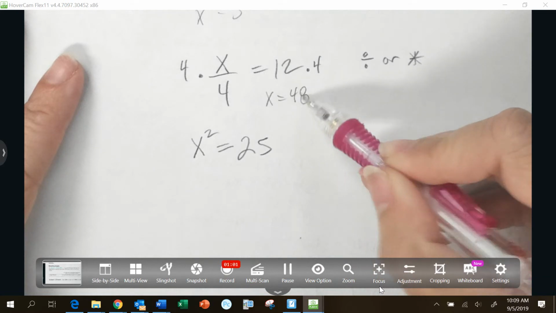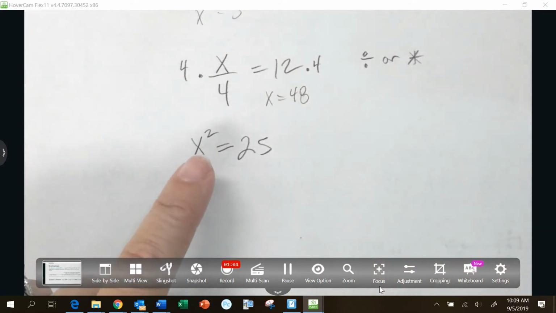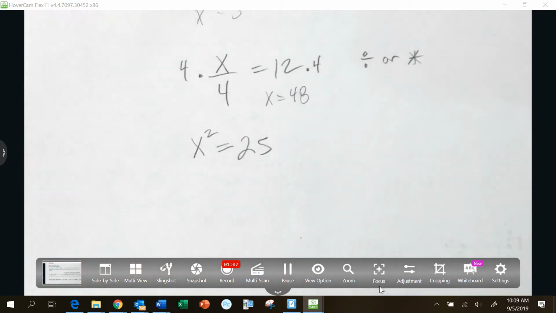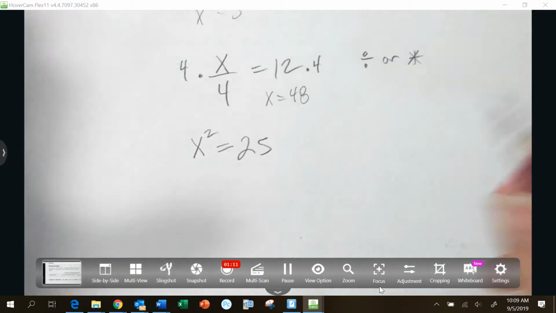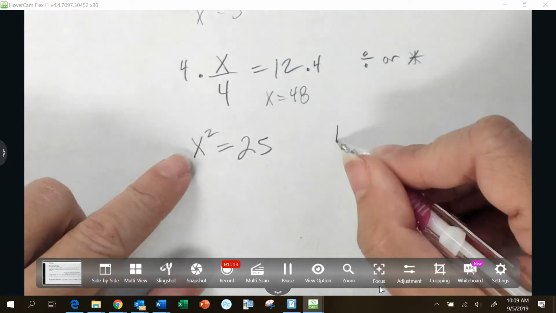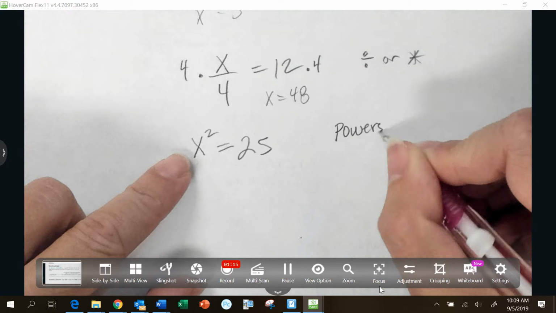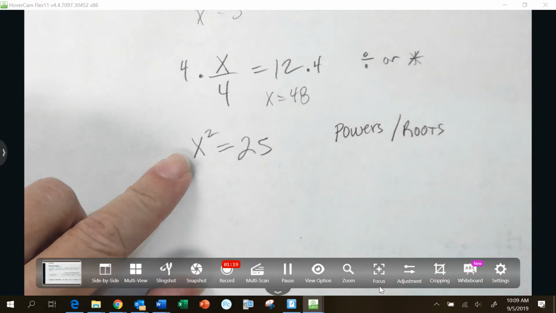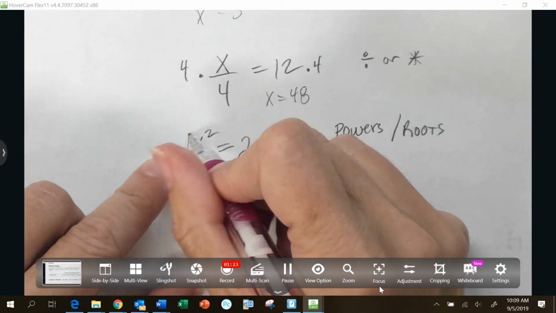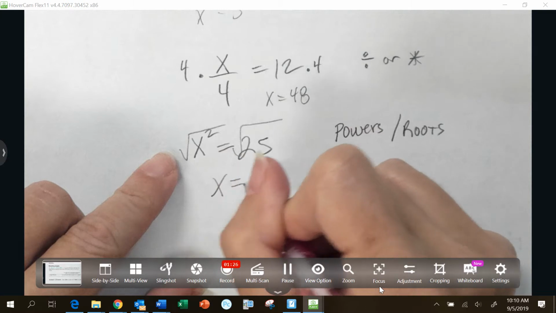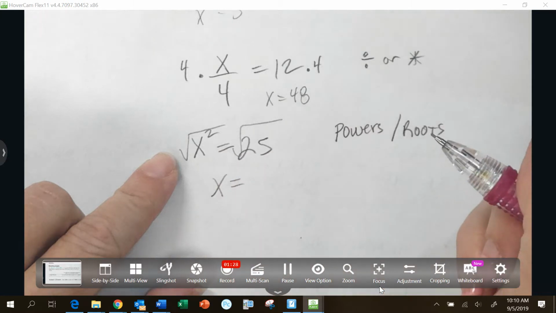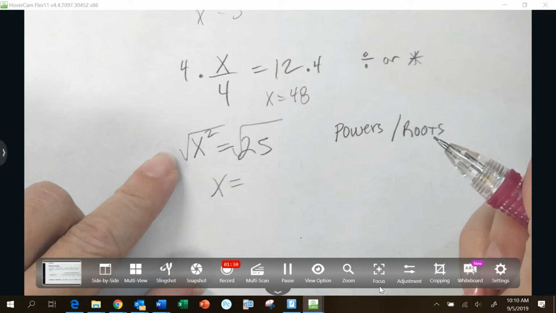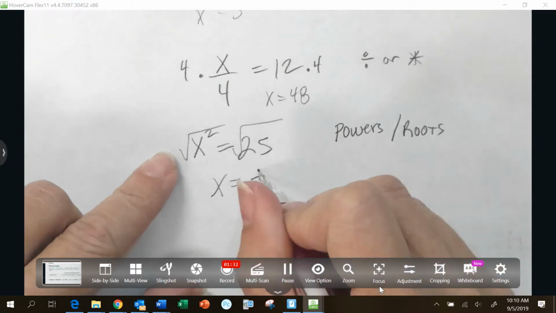Okay, next. What would we do to undo a squared? We do a square root, because powers and roots are inverse operations. So when I do square root both sides here, what do I get? I get plus or minus 5.